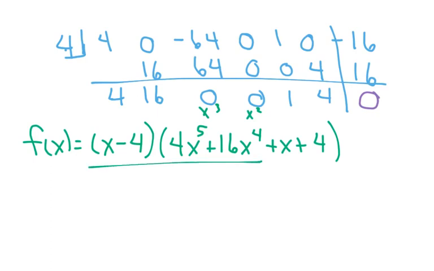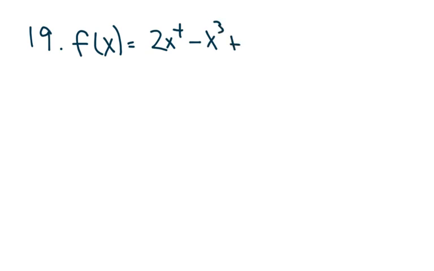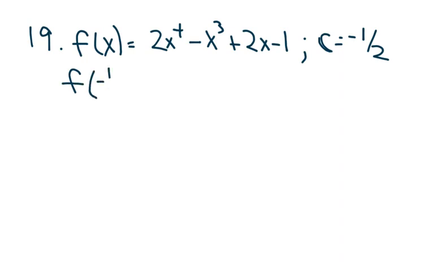And do we have any more? Let's see. One more. Okay, so we have one more to do, and this is 19. And our equation is f of x equals 2x to the fourth minus x cubed plus 2x minus 1. Our c equals negative 1/2. So everywhere there's an x, I'm going to evaluate it here at negative 1/2.